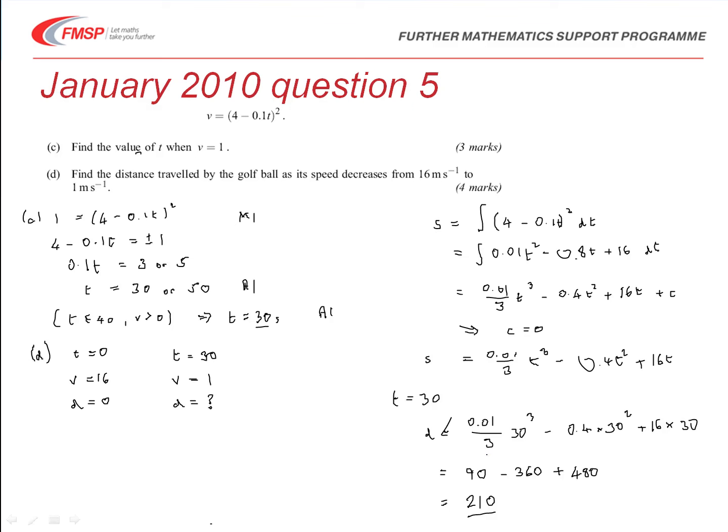Right, so again, marks for this: for ending up with this expression here from the integration will give you a method mark. For obtaining the constant there as 0 will give you an answer mark. And then for substituting in t as 30, again a method mark, through to then working out the correct value for the final answer.